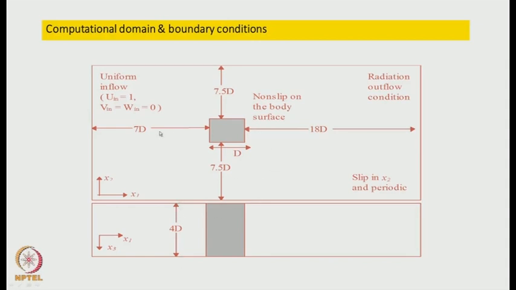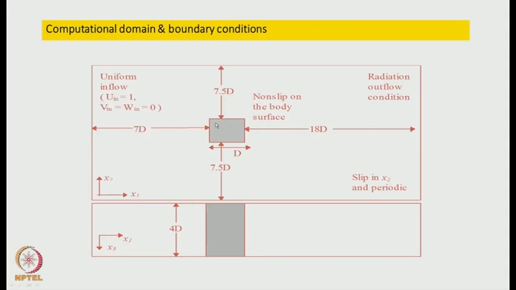So, now the question is how this 7d is decided. Why is it not 9D or 5D? Similarly for the other dimensions. This decides the solution accuracy, and there is a particular exercise that one has to do before arriving at the extent of the domain.